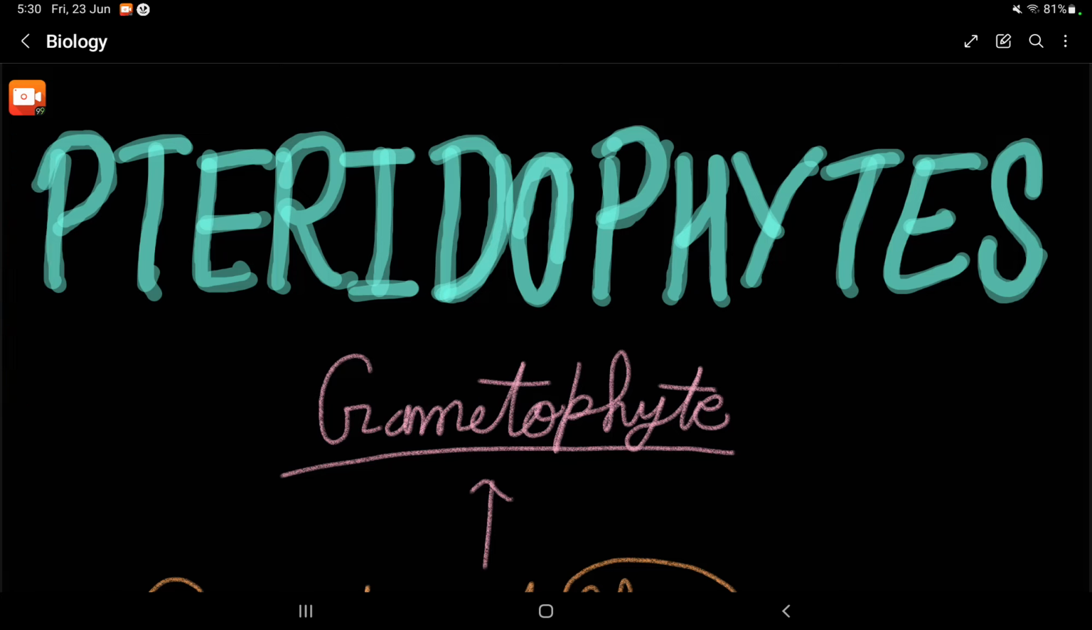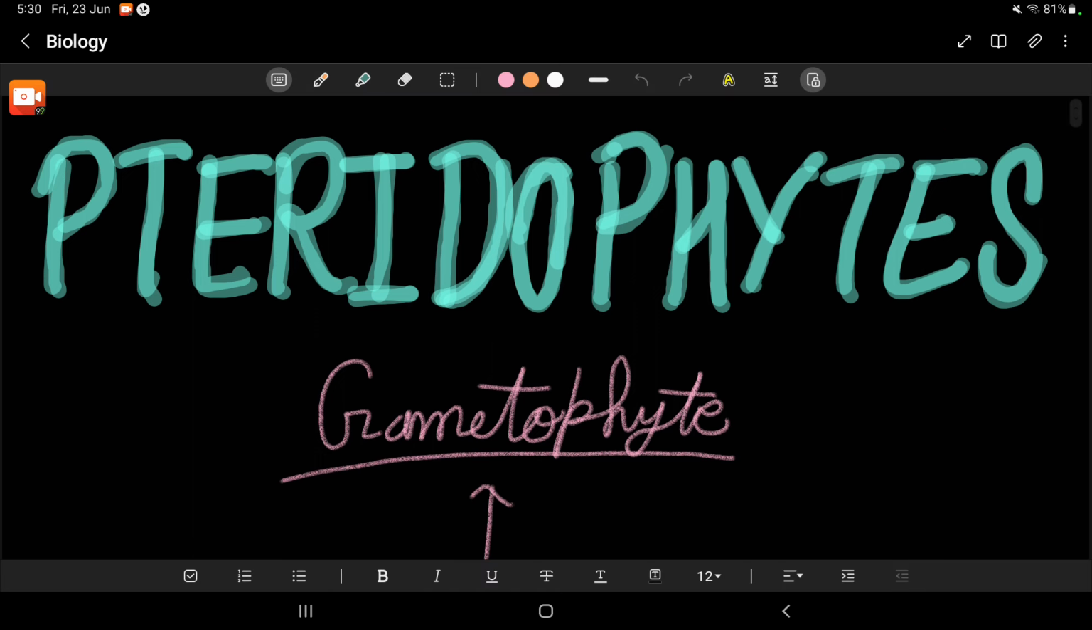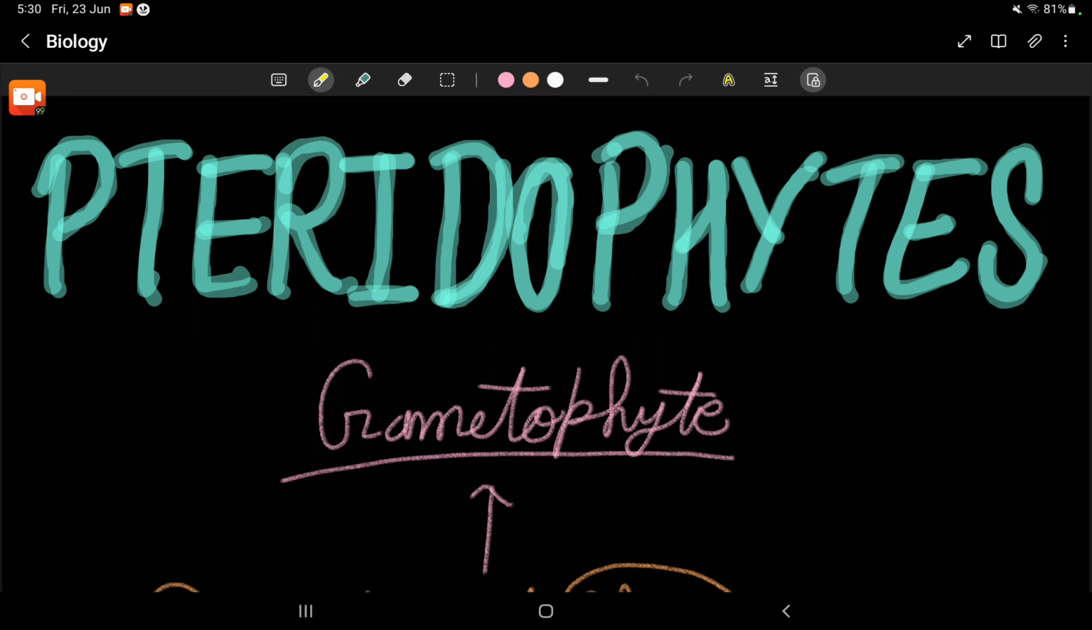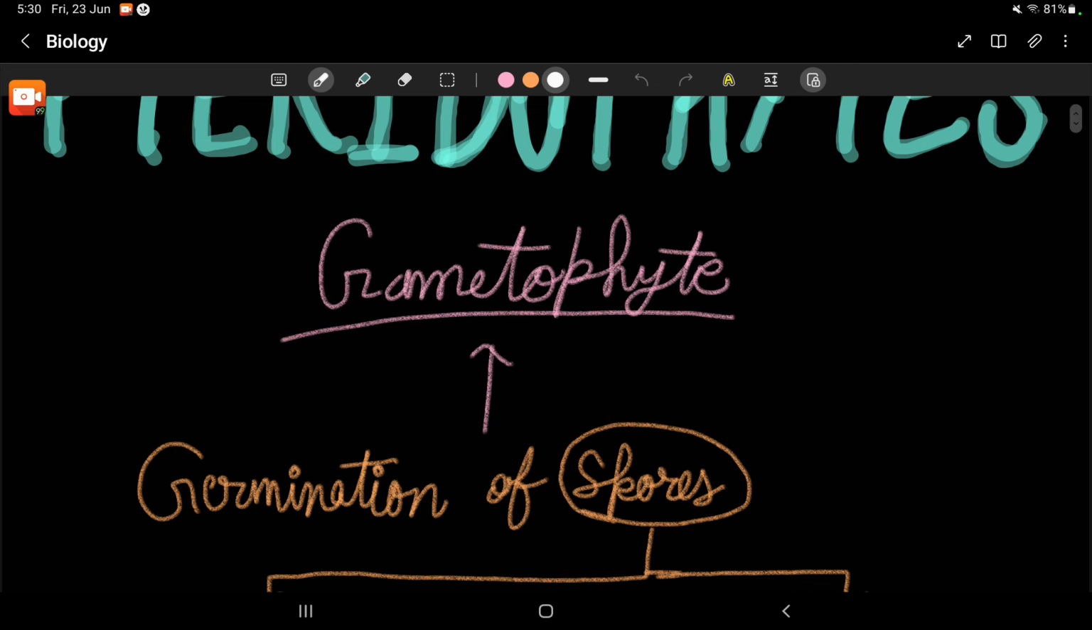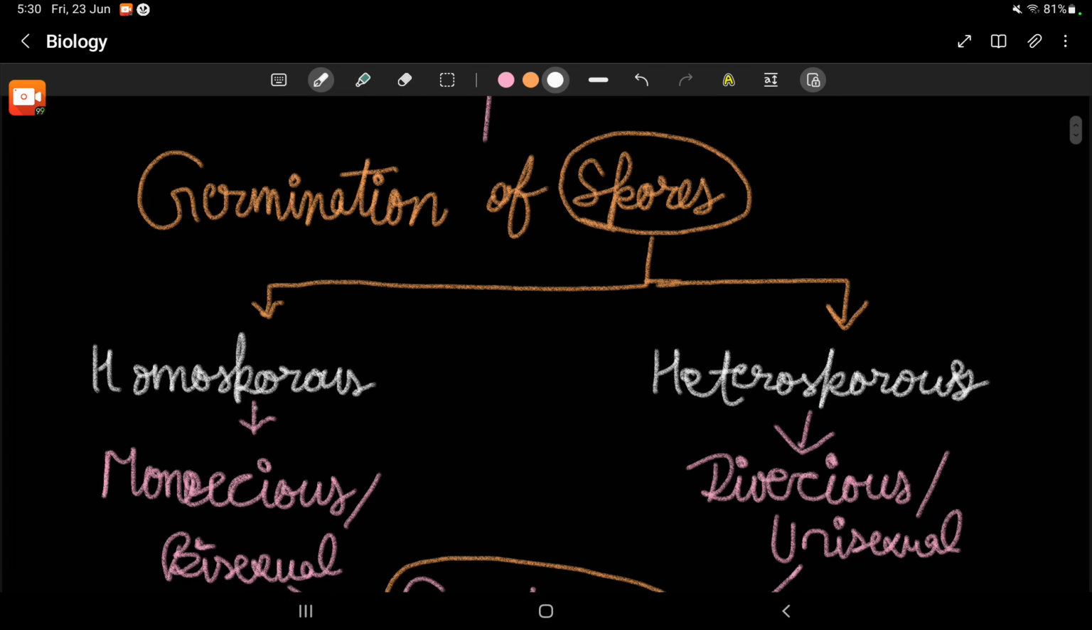Hello folks, today we'll be discussing the features of the gametophyte of pteridophytes. Our first point is that the gametophyte is formed by germination of spores, and these spores are of two types, homospores and heterospores.